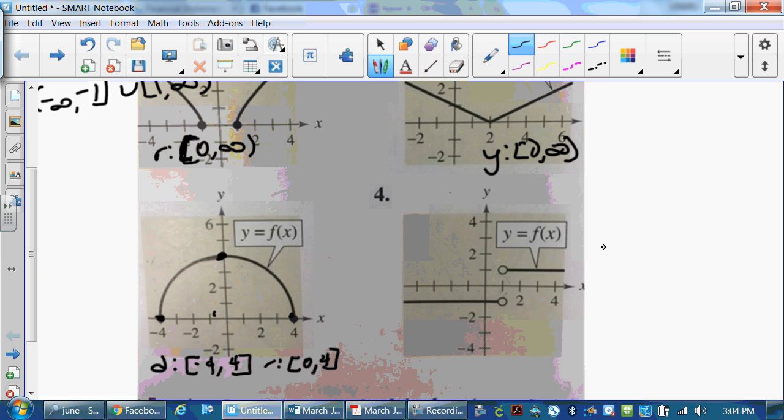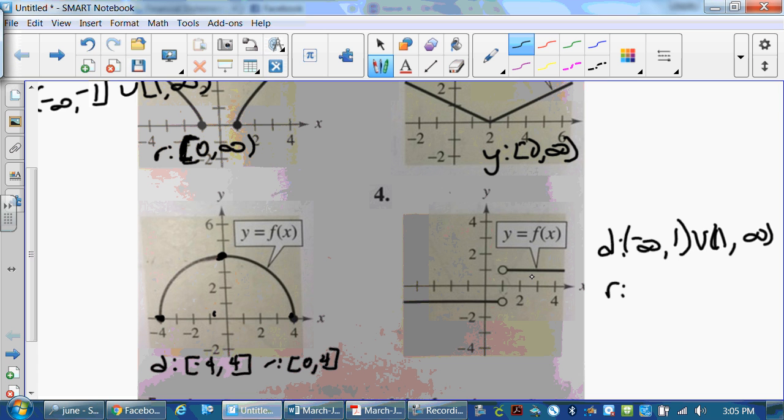Number 4, my domain. Left to right, it's everything except for 1. So this graph goes from negative infinity up to 1, and I put a parenthesis because it's not touching 1, and then it starts again on the other side of 1, from 1 to infinity.